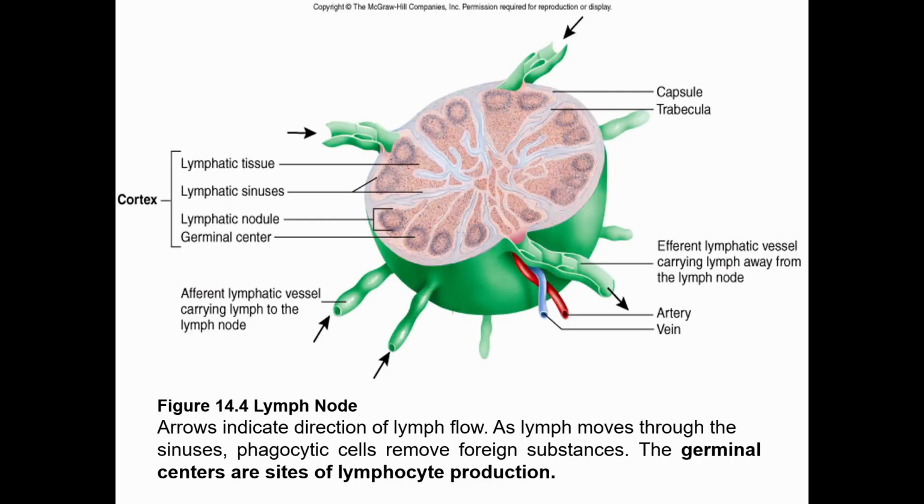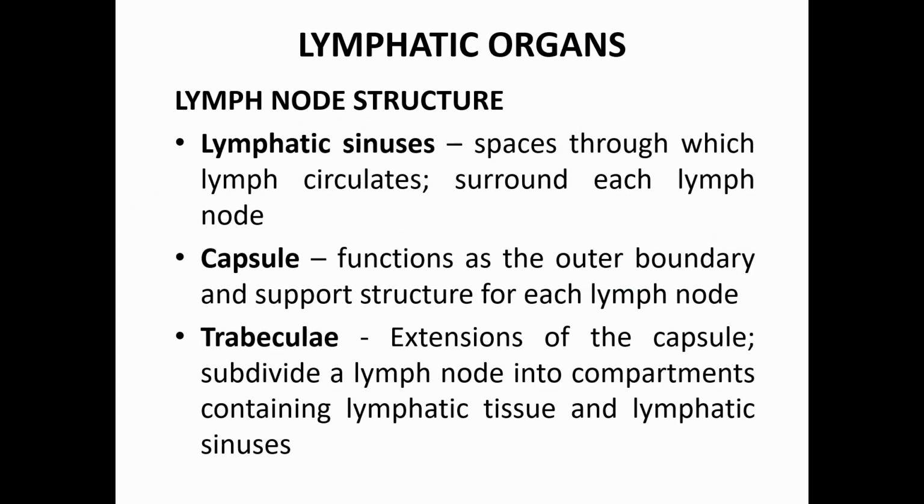So this is the general structure of your lymph node. So you can see that the afferent conducts lymph in, and the efferent conducts lymph out. Your cortex is within the node. Within the node, you have your lymphatic nodule and your germinal centers. You also have your lymphatic sinuses, which are the spaces through which lymph circulates, they surround each lymph node.